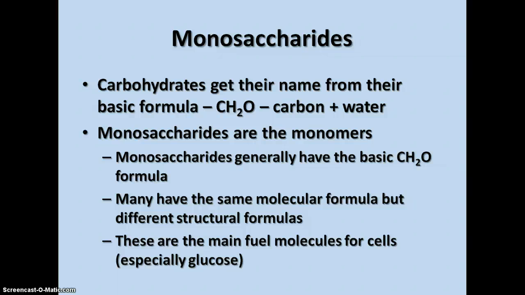the name carbohydrate. The monomers, or the small molecules that go together to make the larger molecules, are called monosaccharides. Mono means one, saccharide means sugar. Generally speaking, monosaccharides have the basic CH2O formula, meaning that they have twice as many hydrogens as oxygens and about the same number of carbons as oxygens.